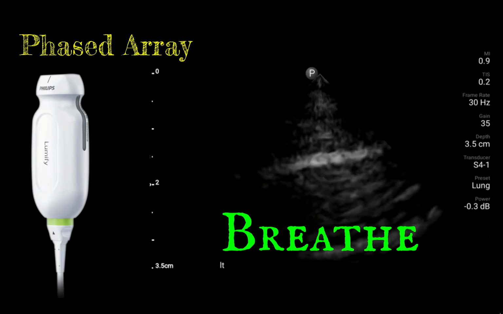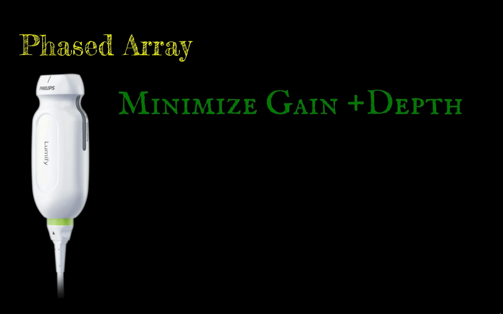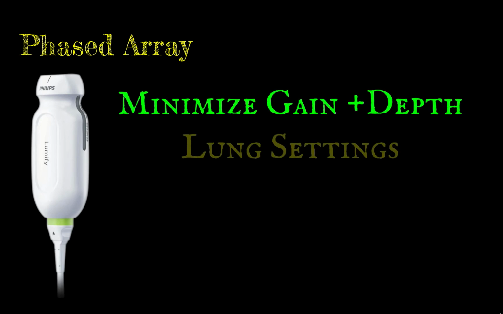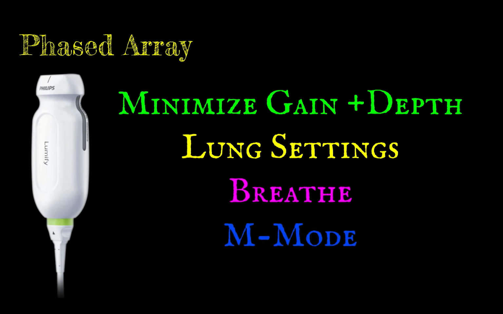Finally, our machines do allow for M mode, and you can always fall back on this to really confirm that there is or isn't pleural sliding. So to recap how we're going to do this with our phased array probe, minimize your gain and your depth, use the lung setting, remember to ask the patient to breathe, and when in doubt, go back to M mode. For the time being, we'll continue using only the phased array probe. If this isn't working out for us though, we'll definitely readdress and consider getting a separate linear probe. So keep your feedback coming.